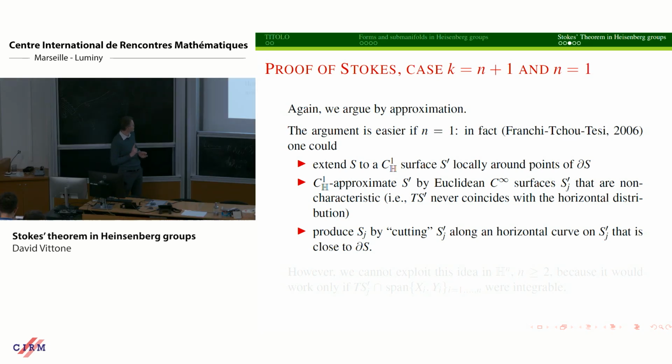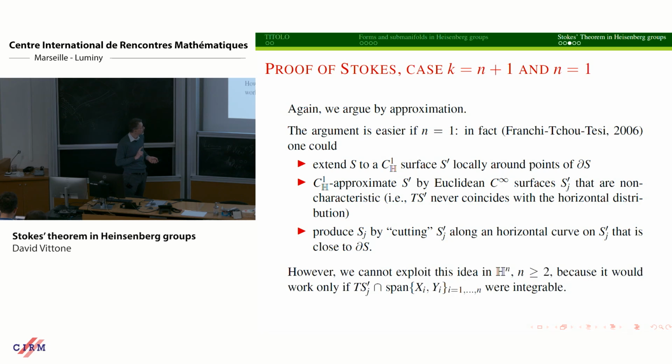However, this technique cannot immediately be extended to higher dimensional Heisenberg groups. The point is that if we want to reproduce these arguments, so for instance in H2, S would be 3-dimensional, the boundary of S would be 2-dimensional. So we could extend to get S prime, also 3-dimensional. So we approximate S prime, but the argument would go like this.